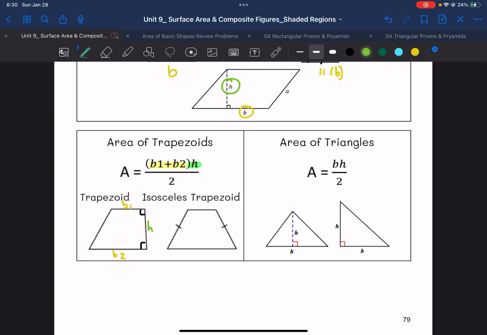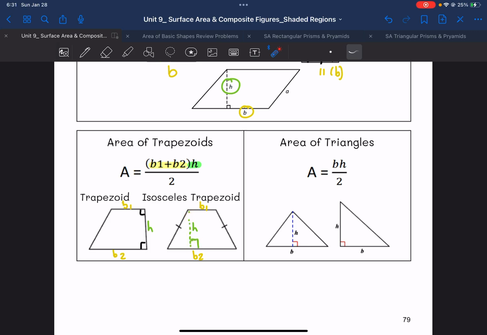But on this one, on the isosceles trapezoid, you're going to have to just make sure that you're paying attention. Now, the bases are pretty easy to find. The height is going to be just like the parallelogram. You're going to see something that is like this. This would be the height. Remember, if you trace it, you make an H.